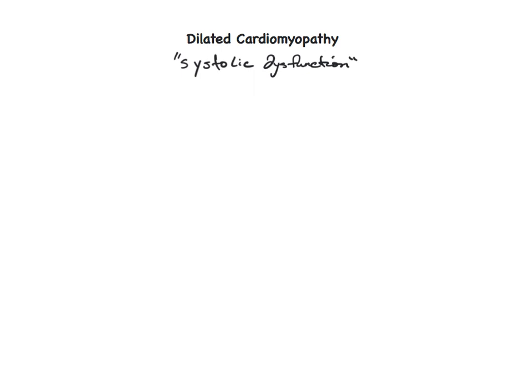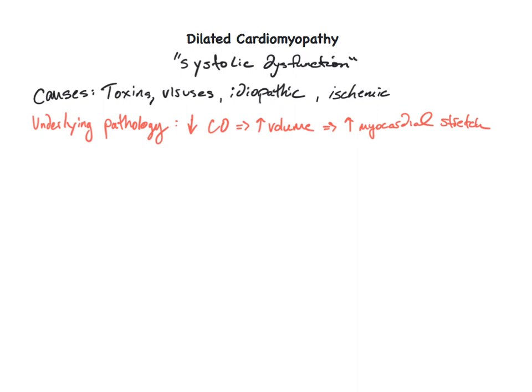We can get to a dilated ventricle by toxic effects of drugs, alcohol, or even viruses. Sometimes we don't know the cause, or it's even after a big heart attack. In all of these cases, the ventricle is filled with a large volume and stretched out, but has decreased contractility.